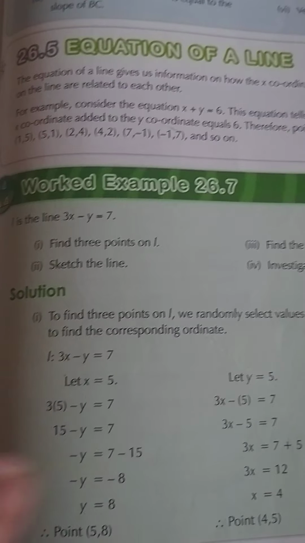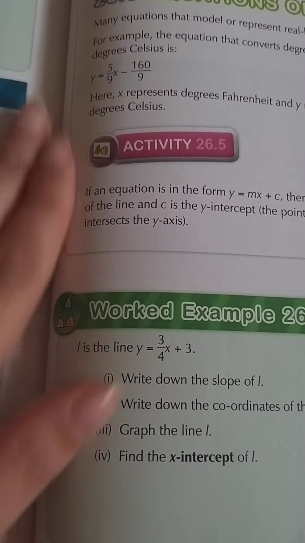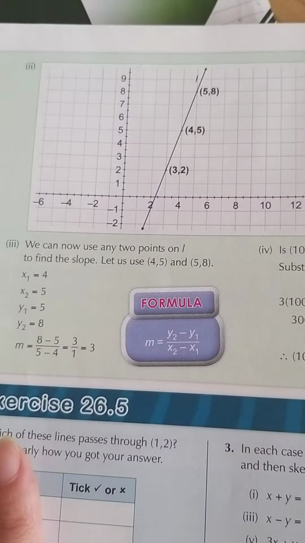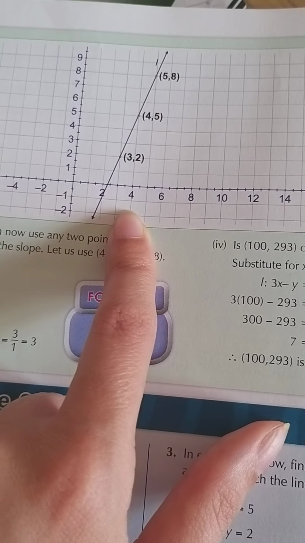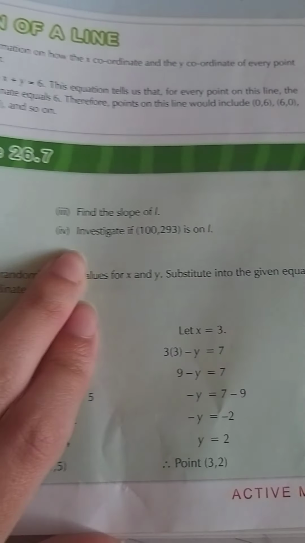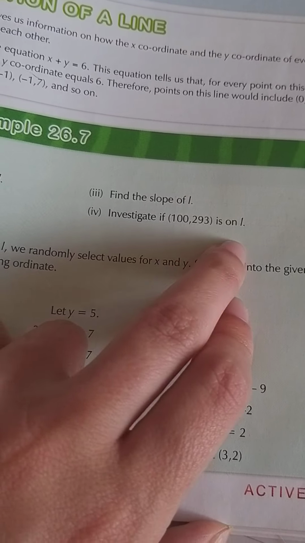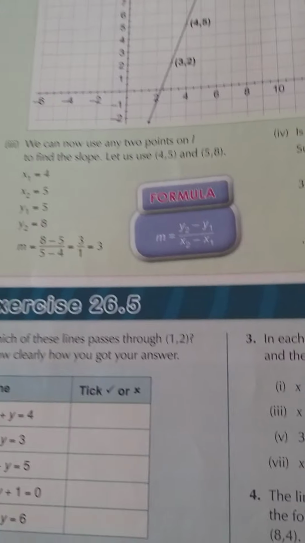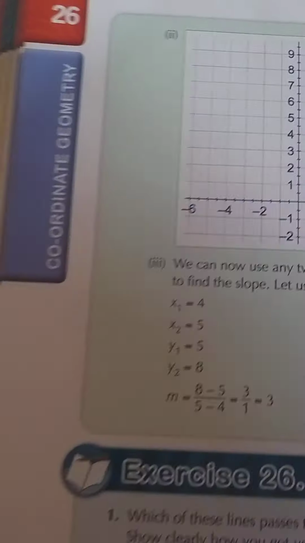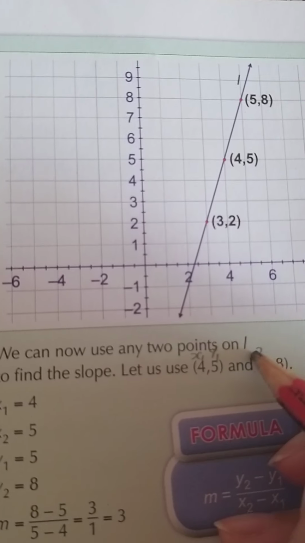Okay, so now we're asked part 2, to sketch the line. Once you have 2 points, you can sketch a line. So we plot the 3 points that we've just found and we draw the line. Then the last thing that it asks us to do is investigate if the point (100, 293), so x is equal to 100, y is equal to 293, is on the line L. So what we do here is we just label our x. They've done it along the side here, but I just do x1, y1, x2, y2. It's quicker than writing them all out here.